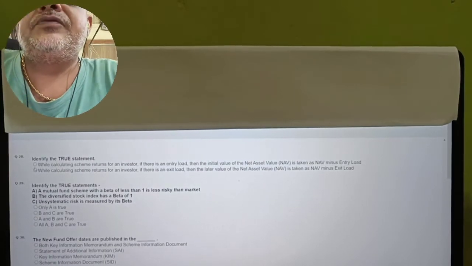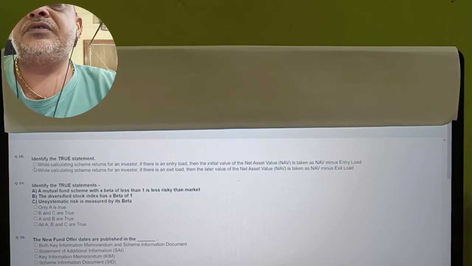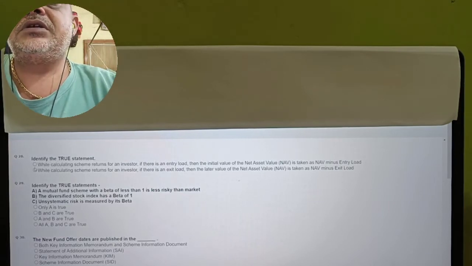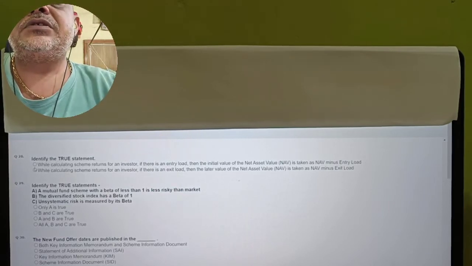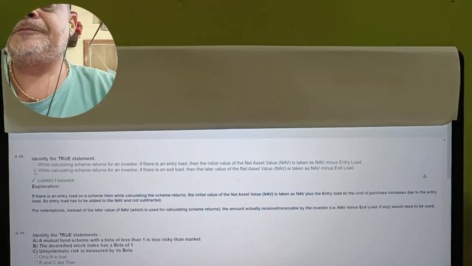Identify the true statement. While calculating scheme returns for an investor, if there is an entry load, then the initial value of the net asset value is taken as NAV minus entry load. While calculating scheme returns for an investor, if there is an exit load, then the later value of the net asset value is taken as NAV minus exit load. Number 2 is right.